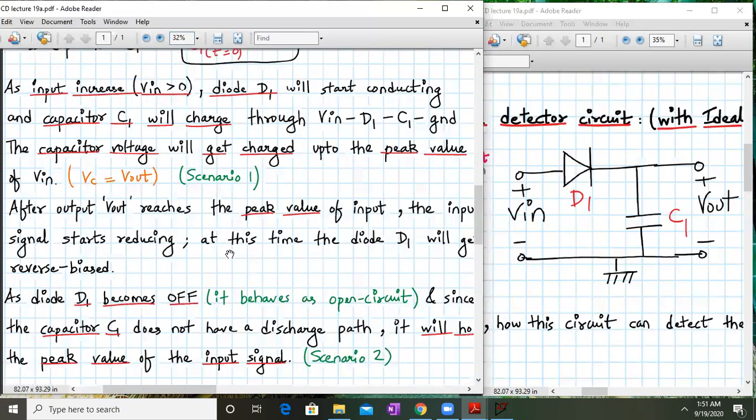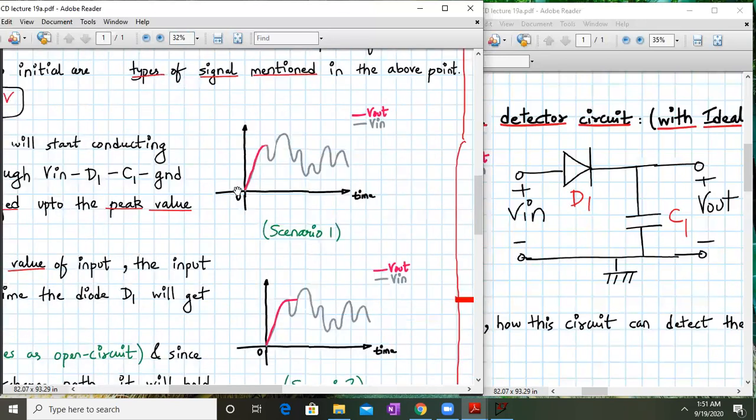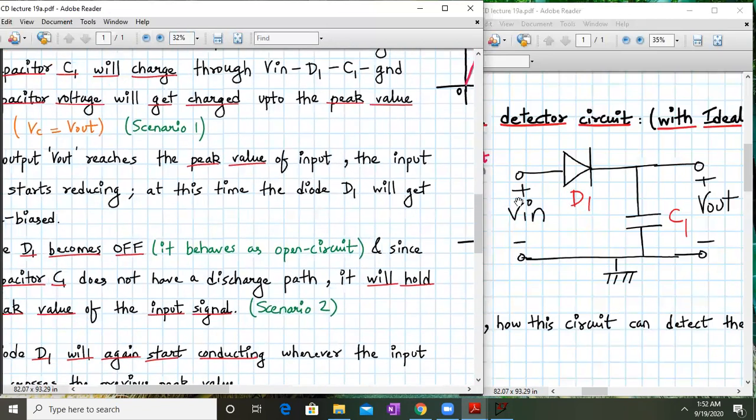So my scenario number 1 is what? In scenario number 1, the capacitor charges instantaneously with the input and reaches the peak. Now from there on, what will happen? Let us consider, once the output has reached the peak value, the input starts reducing. Okay, so again the input starts reducing.